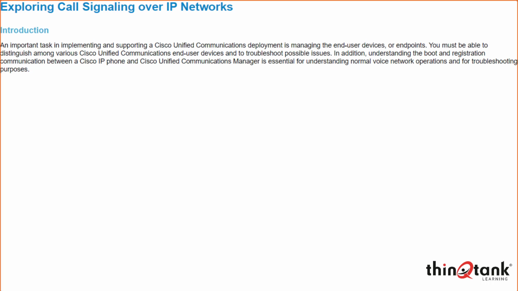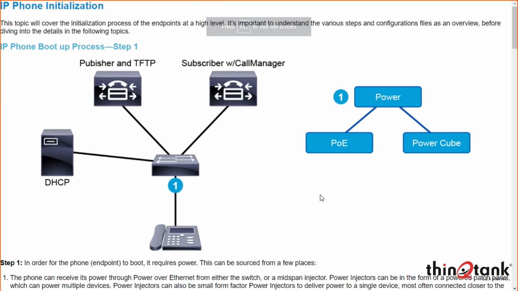So the first thing we're going to take a look at is what does a phone do when it initializes for the first time. All right. Now there is a specific order of events that occur when a phone boots up for the first time, and there are some slight differences depending on how the phone is actually registering to the system. But the Cisco phone has a standard startup process that consists of several different steps.